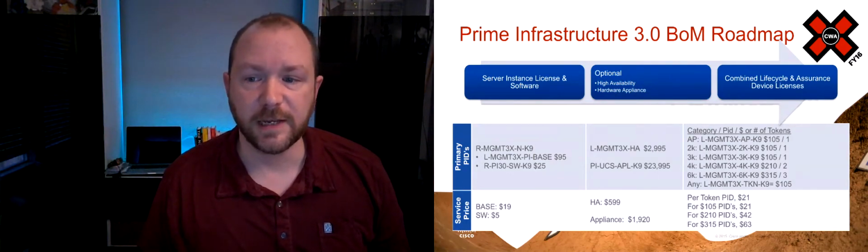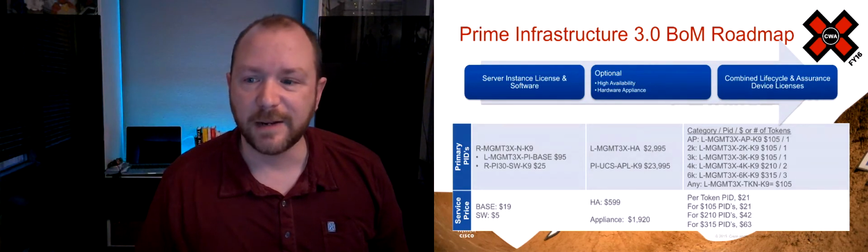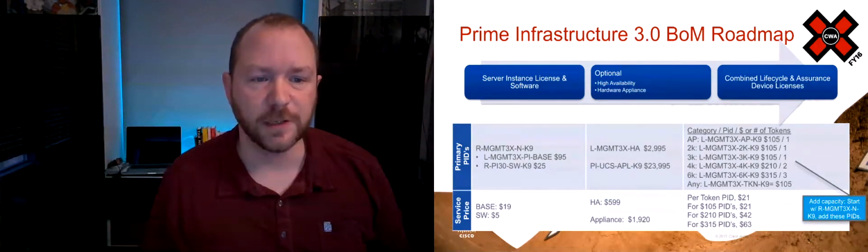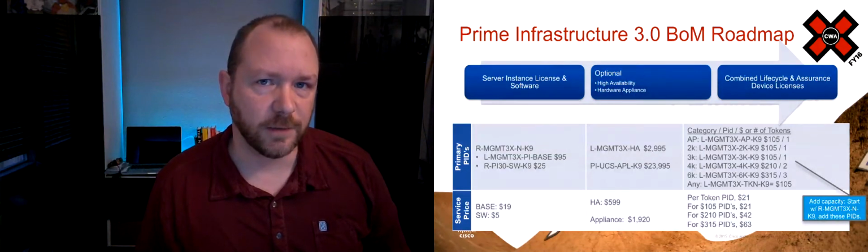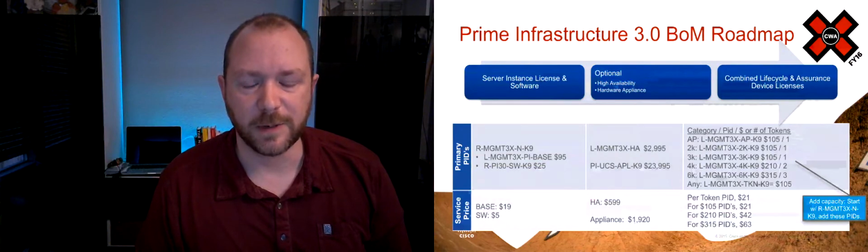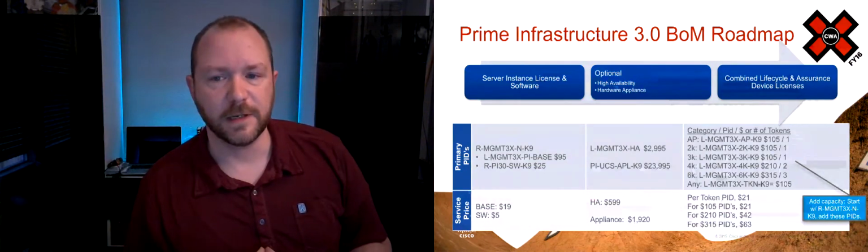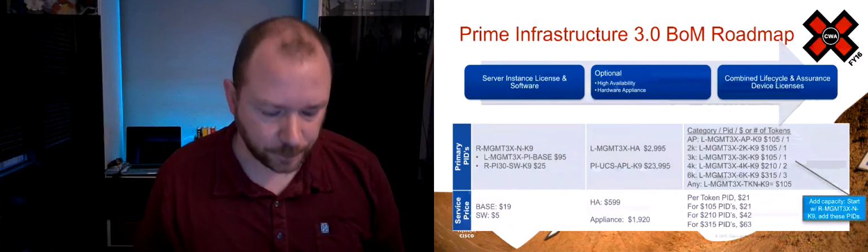For a Catalyst 6K, it's $315 or 3 tokens. To add capacity to a server, you just go to that same top level part number way over on the left hand side, R-MGMT3X, and so on. And then you just add the number of device specific licenses here.